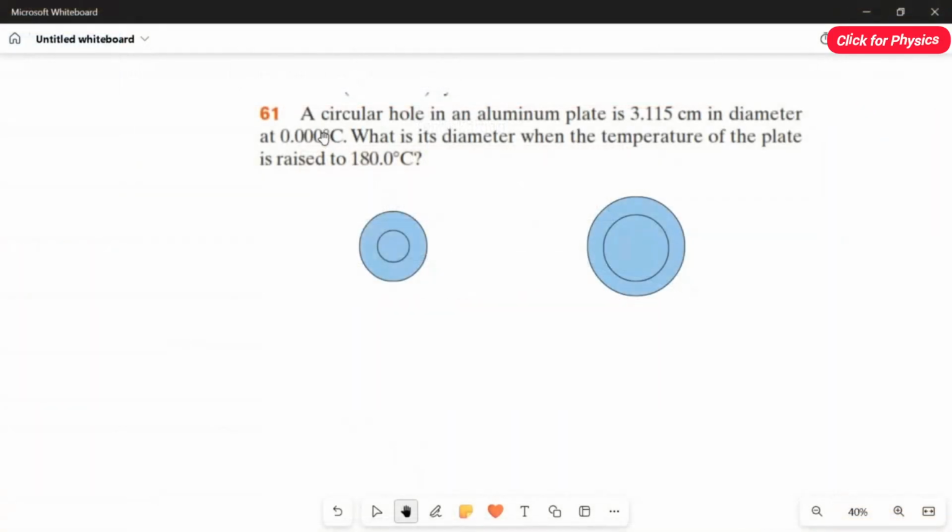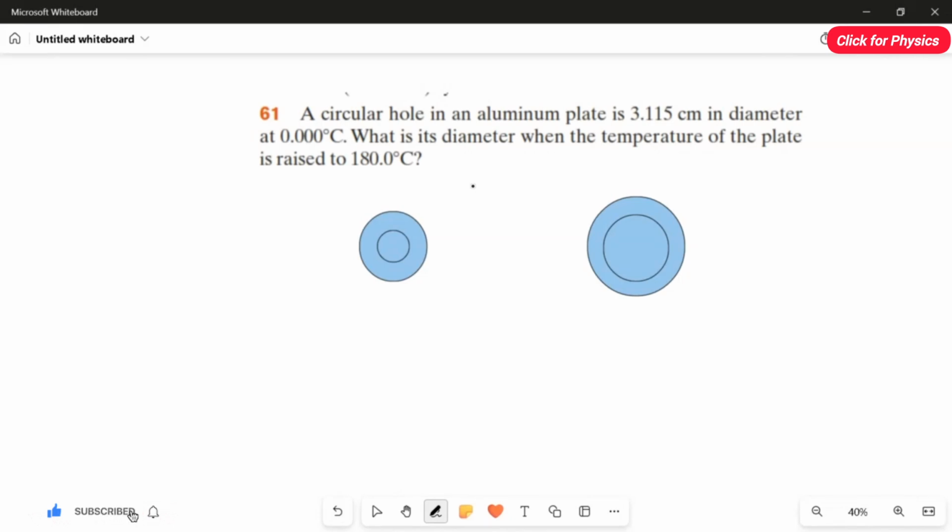Problem number 61. A circular hole in an aluminum plate is 3.115 centimeter in diameter at 0 degree Celsius. What is its diameter when the temperature of the plate is raised to 180 degree Celsius? So let's see these two diagrams. This is the initial case, this is the final case.